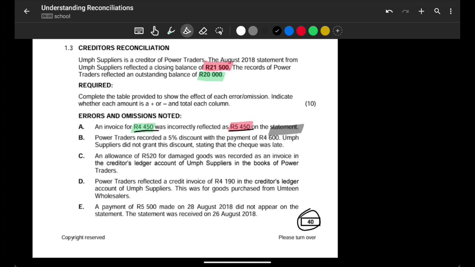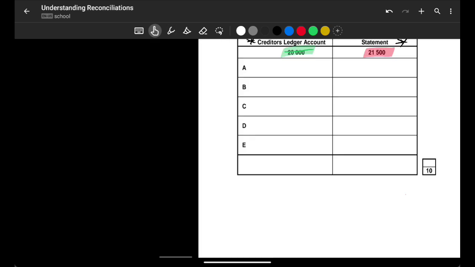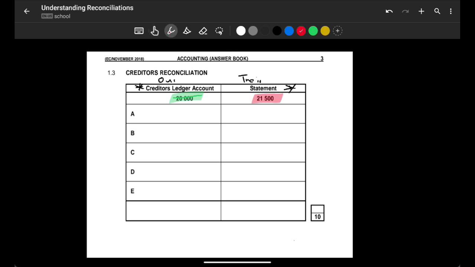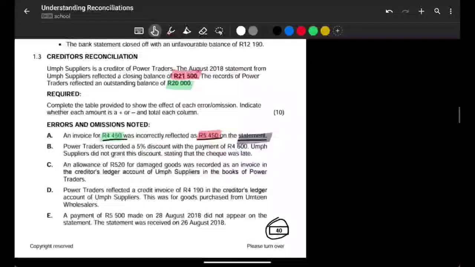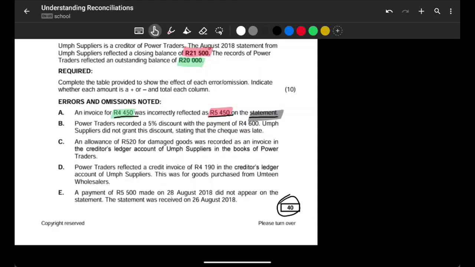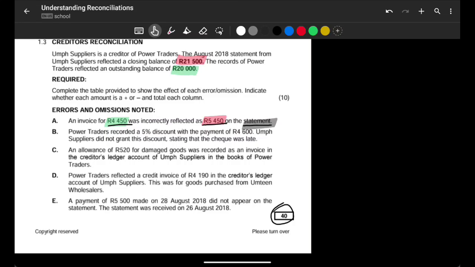Yes, they say on the statement. That was the issue. The issue happened on the statement, meaning that the problem was on their side. Remember, we said the statement is them and the account is us. So if the issue was on their side, they have to fix it. Now, we know that the issue is theirs, but by how much? And is it an increase or a decrease? Remember here it says that the invoice was 4,500 on our side. That's the correct invoice.